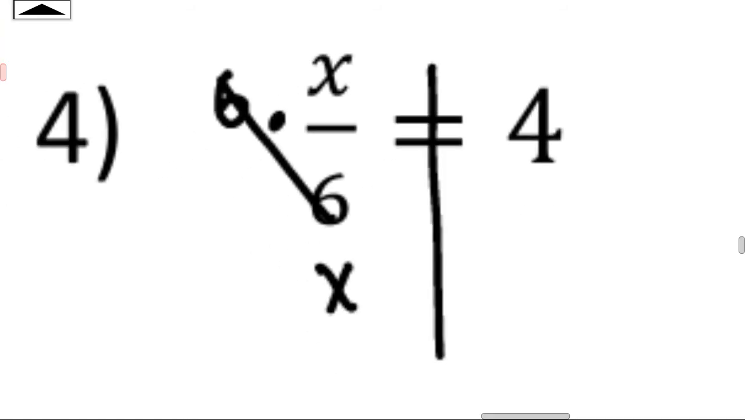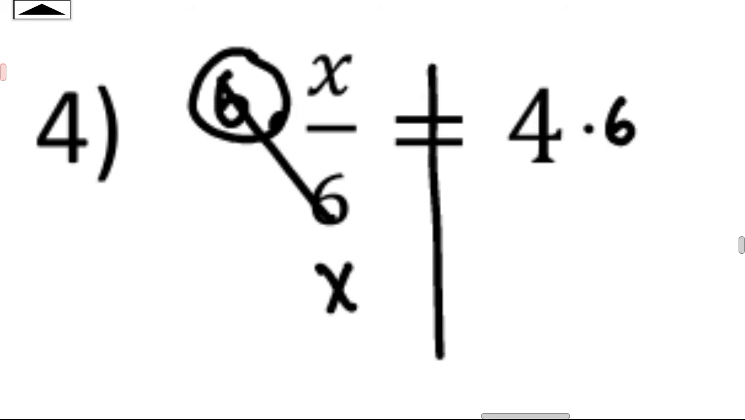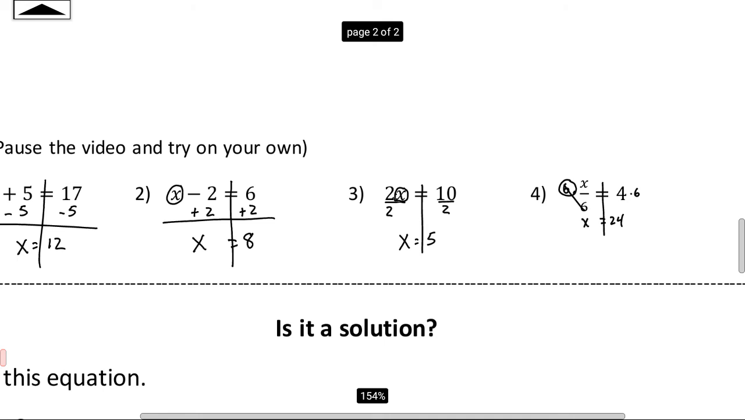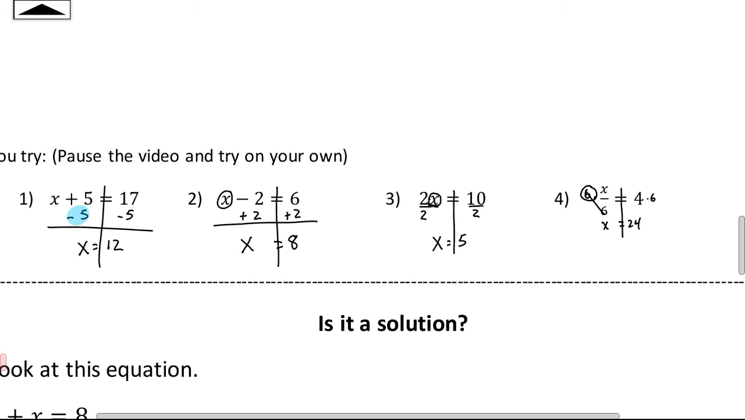But what do I need to do to the right side? If I multiply this side by a 6, I need to multiply by a 6. 6 times 4, 4 times 6 is 24. Okay, once again, if you notice with all these, doesn't matter what type it is, I'm always doing the same thing on both sides. You have to do it, otherwise, if you only do it on one side, you're not going to be balanced anymore.